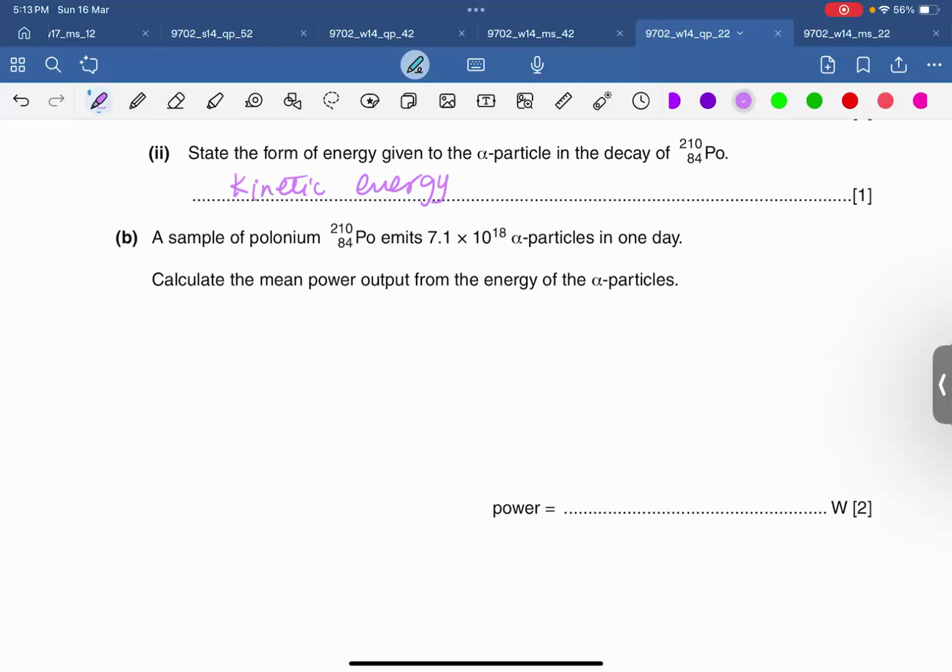A sample of polonium emits 7.1 exponent 18 alpha particles in 1 day. Calculate the mean power output from the energy of the alpha particles.